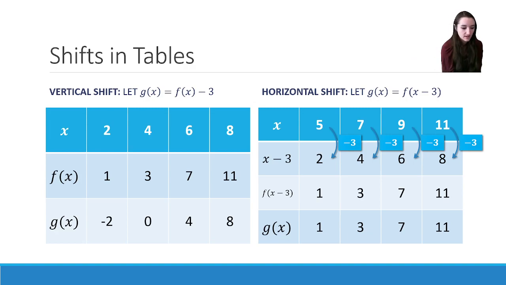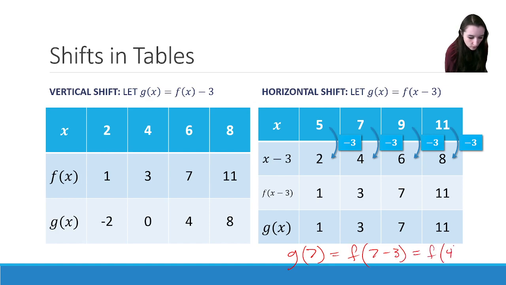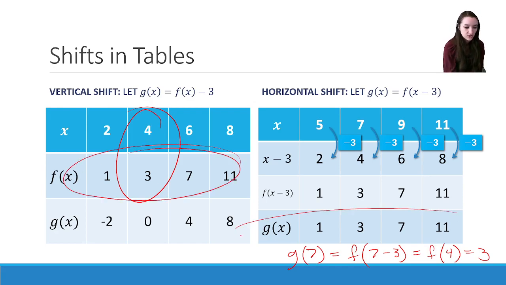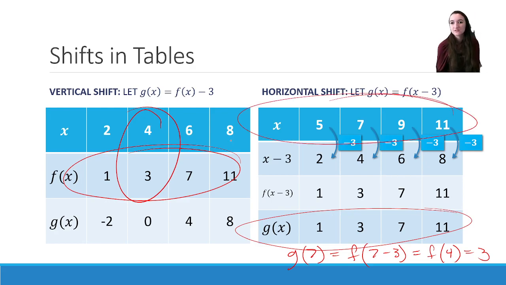So in this case, g of 7 is the same thing as saying f of 7 minus 3, which is to say f of 4. And we know f of 4 is 3. So g of 7 is 3. So all these same numbers that occurred in f of x occur in g of x. They just occur at a different value of x.